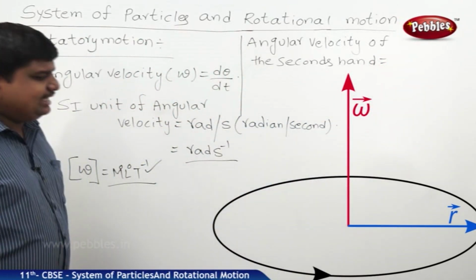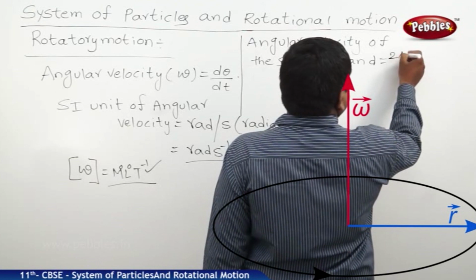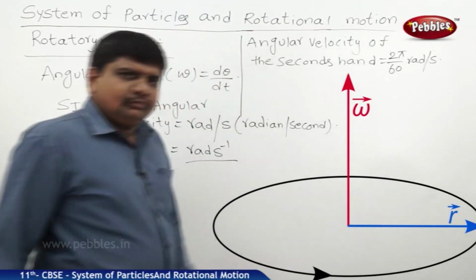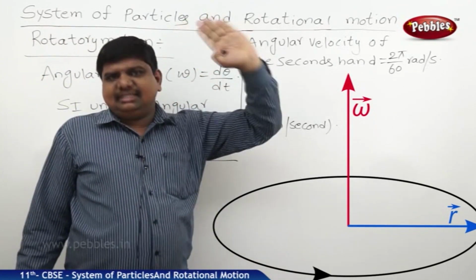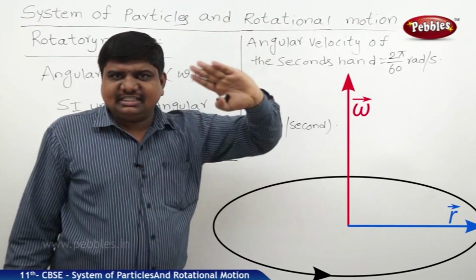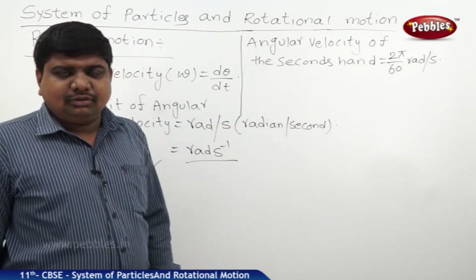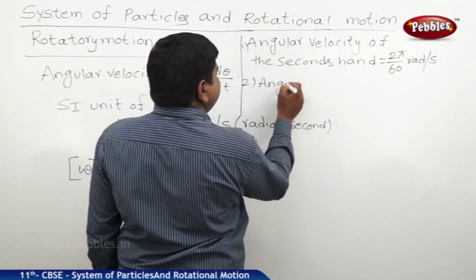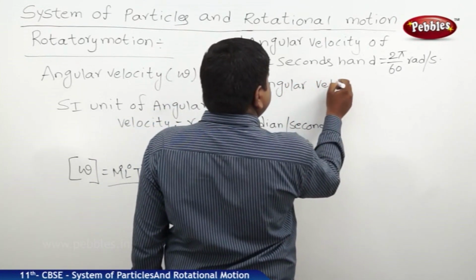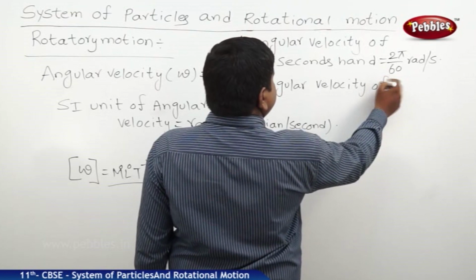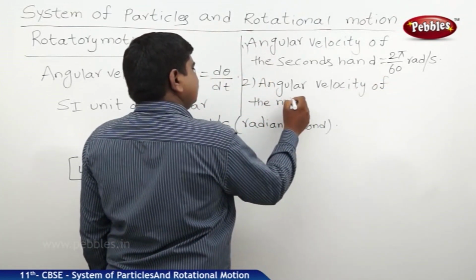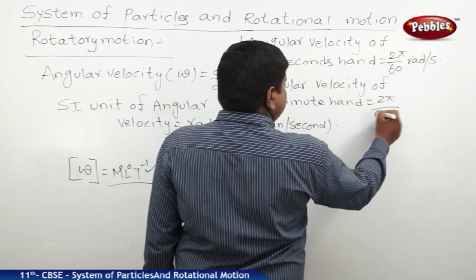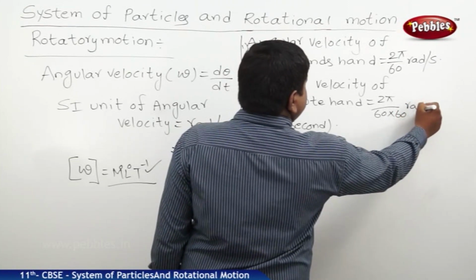Two pi by 60 radians per second. So the second hand should make 60 rotations, 60 oscillations, 60 vibrations to represent 1 second. Similarly, the angular velocity of the minute hand is 2 pi by 60 into 60 radian per second.